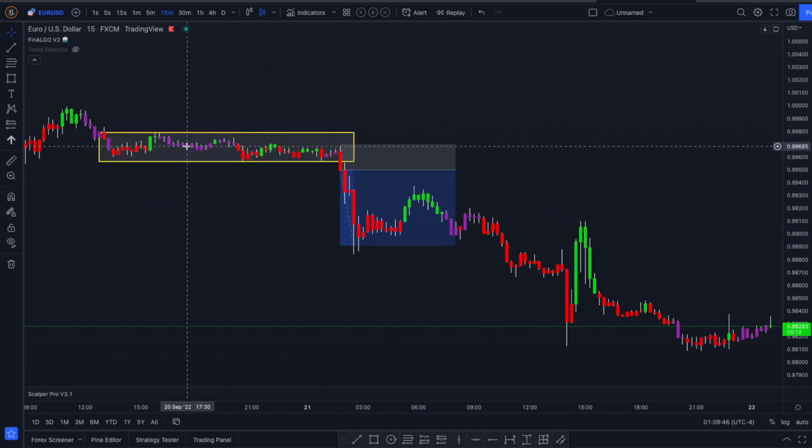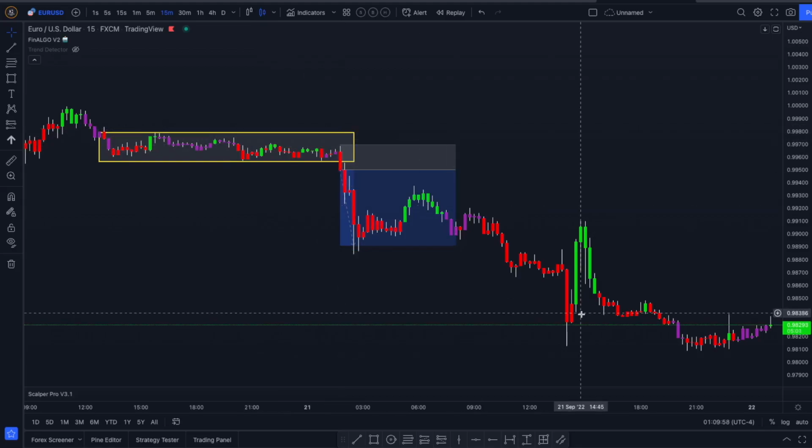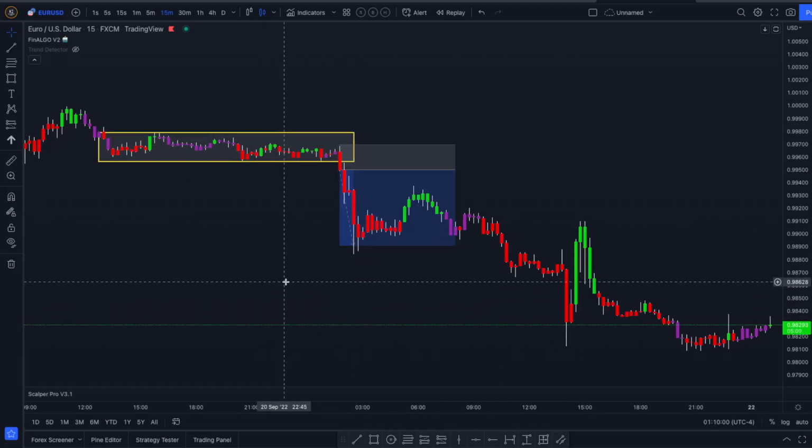You can simply set alerts to get notified whenever those purple candles appear, and all you have to do is draw your box around it or wait for your sell signal on FinALGO to take this thing short. You can also use the SCALPER Pro as additional confluence. That's the whole idea with FinALGO, SCALPER Pro and trend detector, for you to use as your toolbox to frame your trade ideas and also stay within your trades.